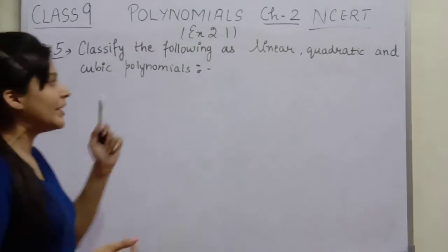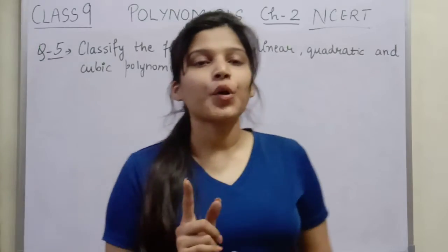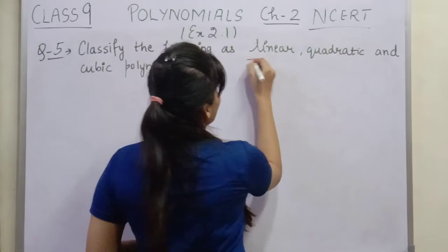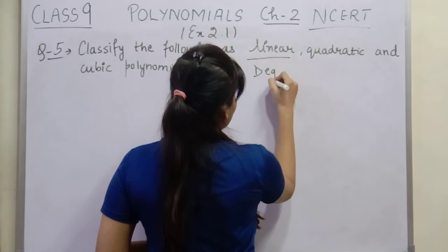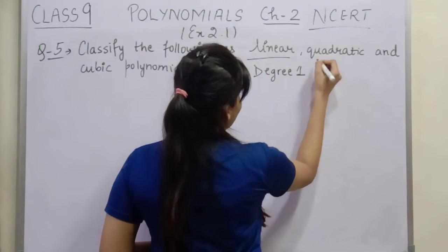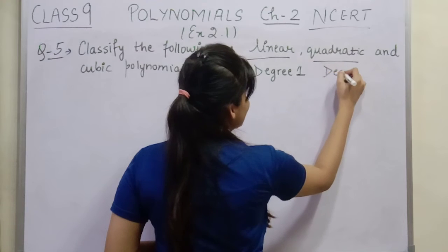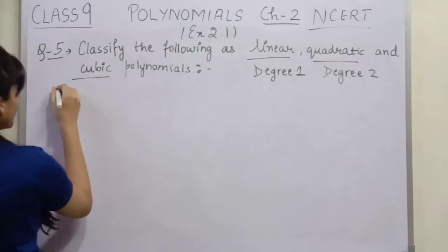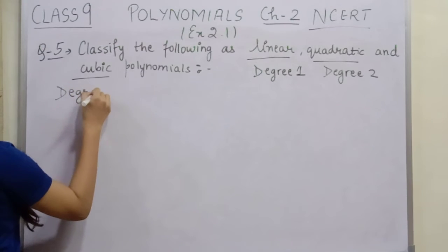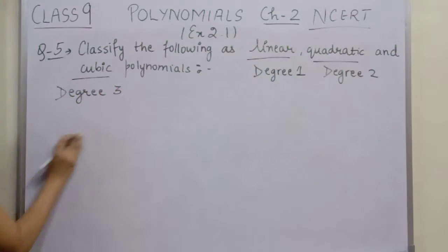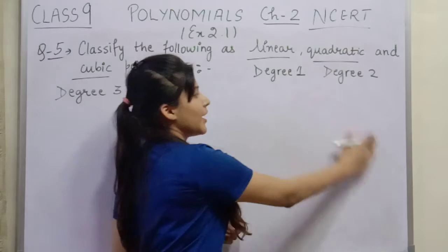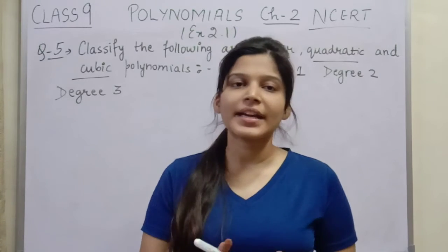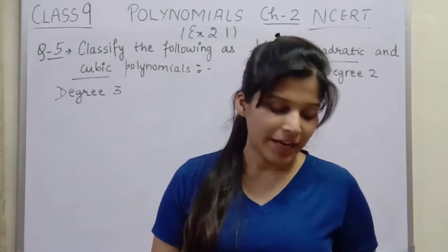So as we know, linear means a polynomial with degree 1, okay? Quadratic means degree 2 and cubic means degree 3. So now it will be easy for us to separate which polynomial has degree 1 as highest, which has degree 2 as highest and which has degree 3 as highest.